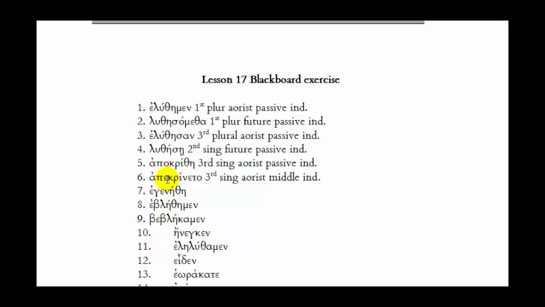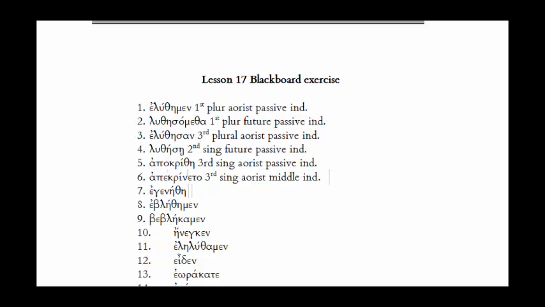All right, but hopefully you at least see the parsing here, right? You see that you have the augment here. Now, granted, there's no sigma, but this particular verb doesn't have a sigma in the third principal part, and that's because, as we'll learn later, it's a liquid stem. But nonetheless, it is an aorist. Okay. All right, let's take a look at another one here.